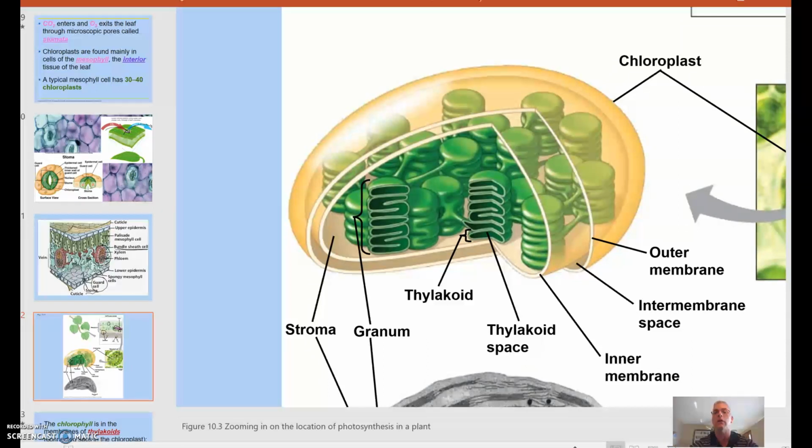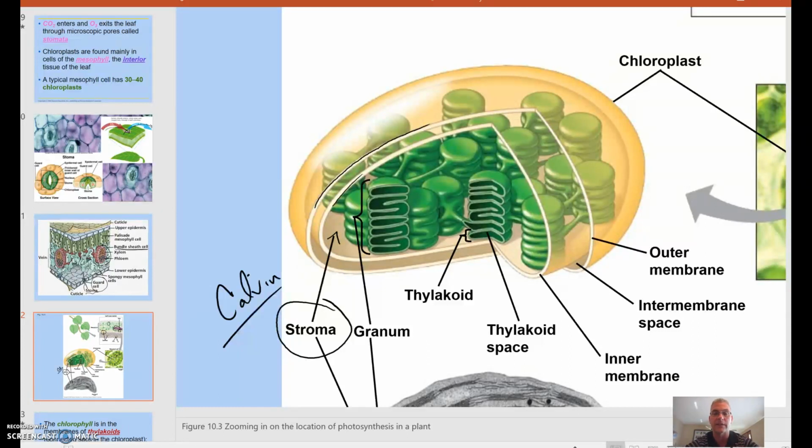It's definitely looked at as a structure that was part of the evidence of the endosymbiotic theory, the idea that this was a standalone organism at one point. Inside the chloroplast, which in and of itself has a double membrane, we're going to notice this environment known as the stroma. The stroma is where our Calvin cycle is going to take place.